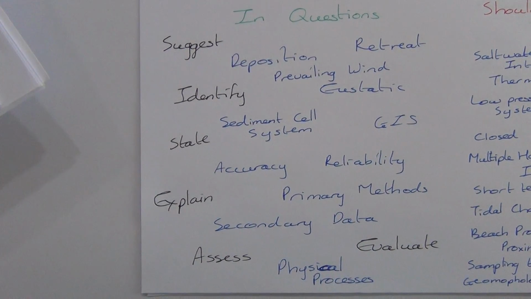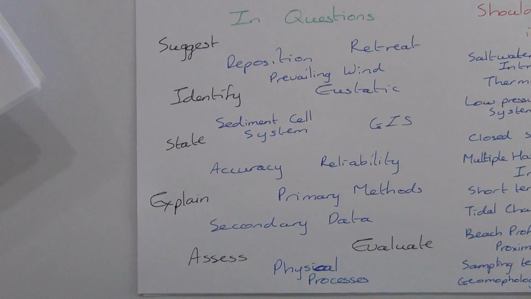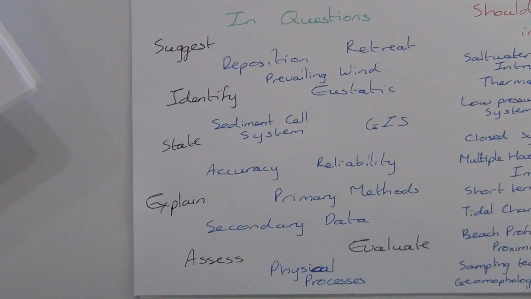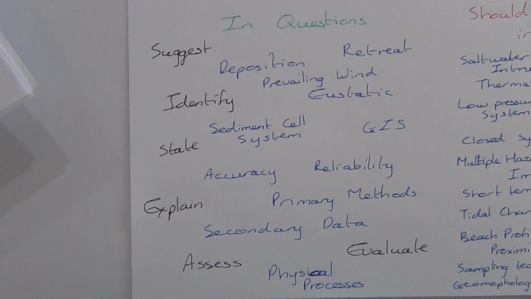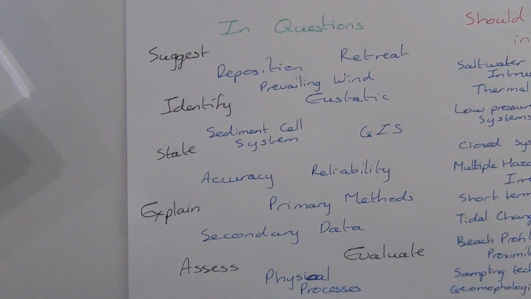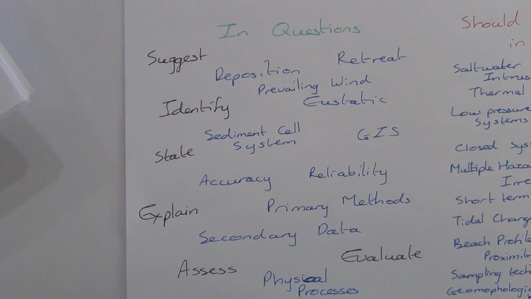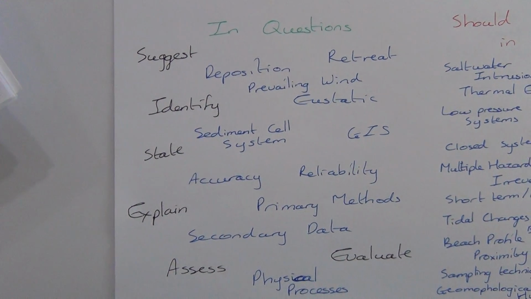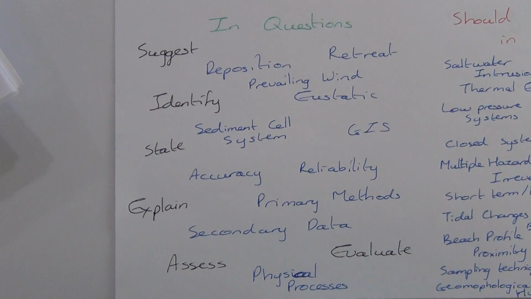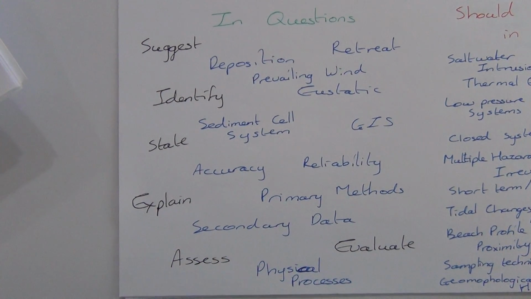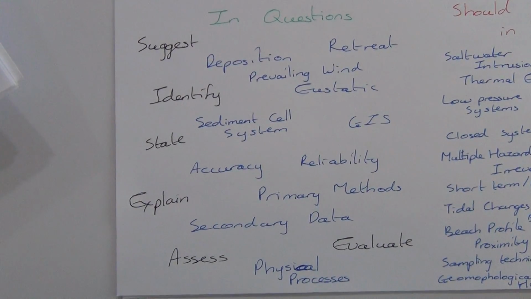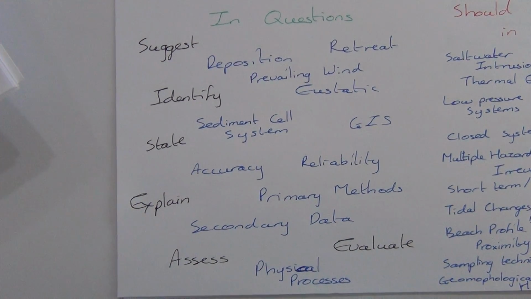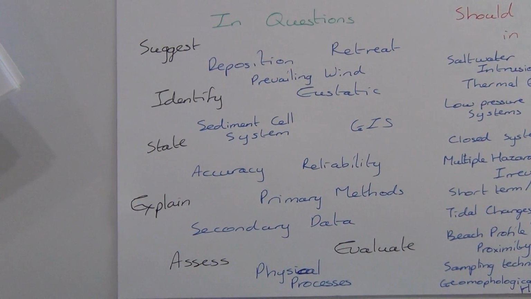Deposition, retreat, prevailing wind, use, static, sediment cell systems, GIS, accuracy, reliability, primary methods, secondary data, and physical processes are all words that if you couldn't define, then you can't do those questions. It shows very clearly those of you who are learning your key terms because you are addressing the questions correctly versus those of you who are not.